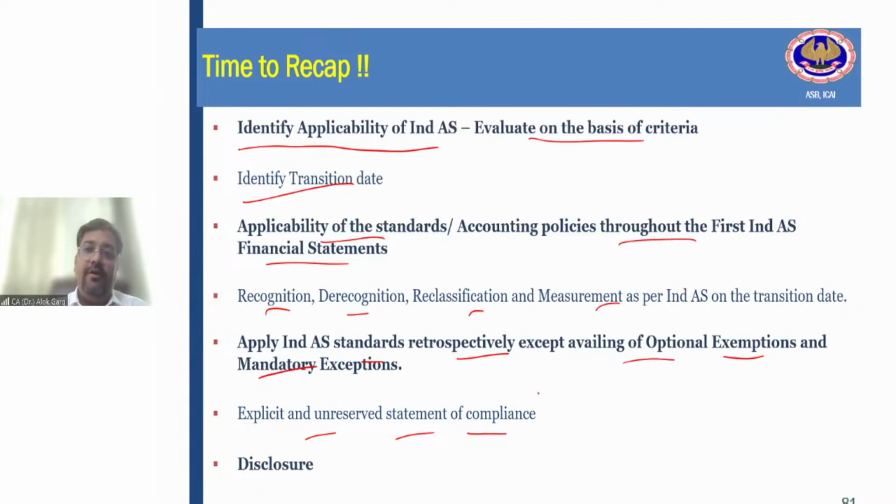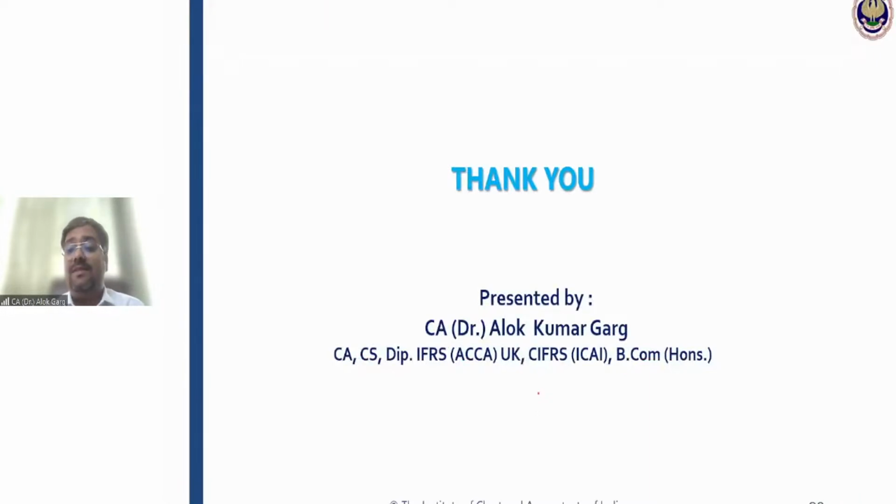Then the disclosures are what? Reconciliation, right? How Ind AS has impacted the transition. So the impact has to be explained, the reconciliation has to be explained, and what exceptions and exemptions have been taken has to be explained, right? This is what we have discussed in Ind AS 101. Please let me know if you have any query or doubt. I will be happy to explain that in the next 1 minute. Otherwise, I will be concluding this session in the next 1 minute.